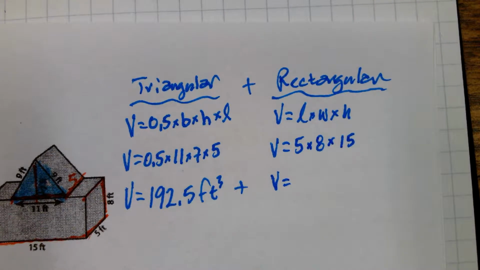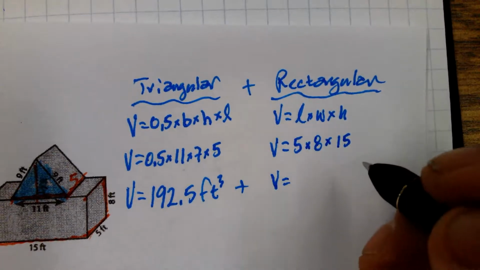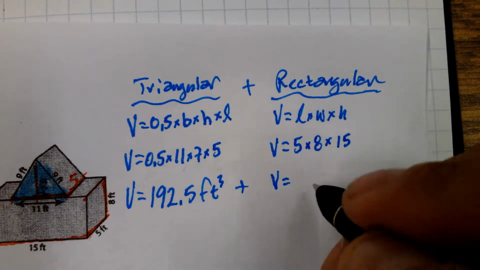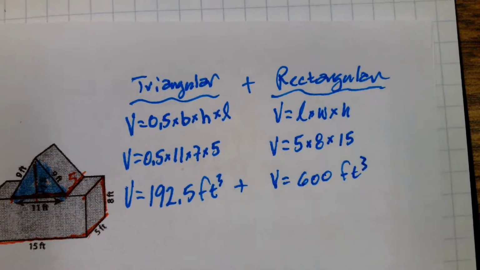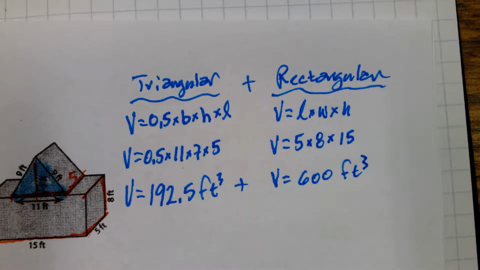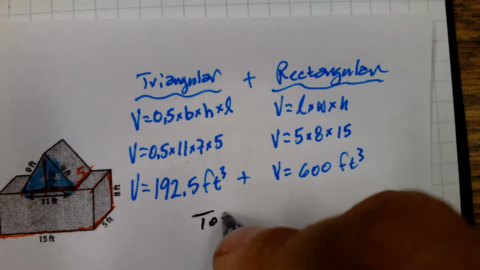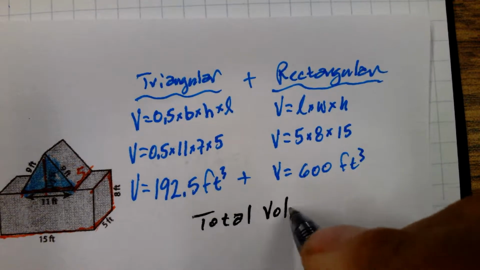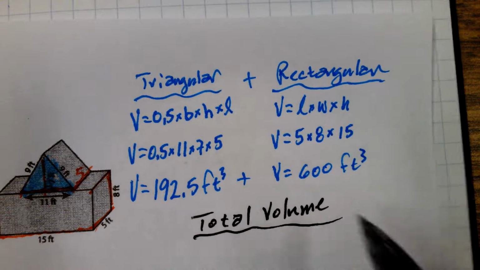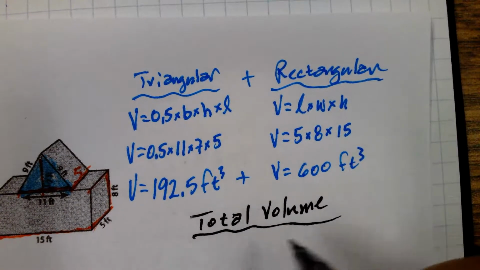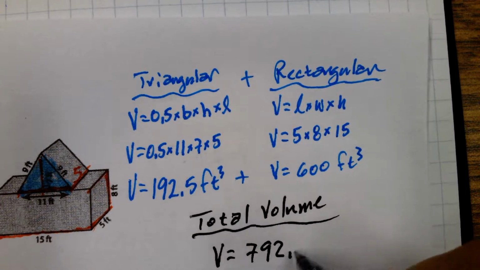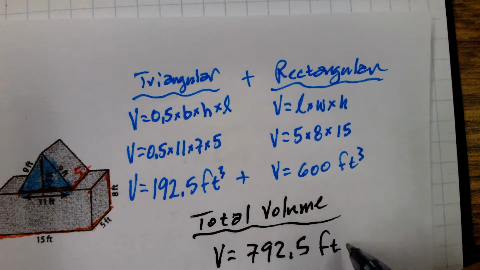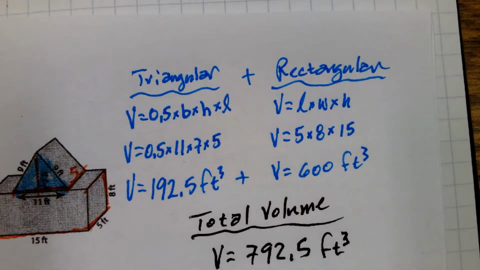So we got to multiply those. And that's going to give me 40 times 15, 600 cubic feet. Didn't even need a calculator for that one. Okay, so now if we get the total volume, put those together, volume equals 792.5 cubic feet.